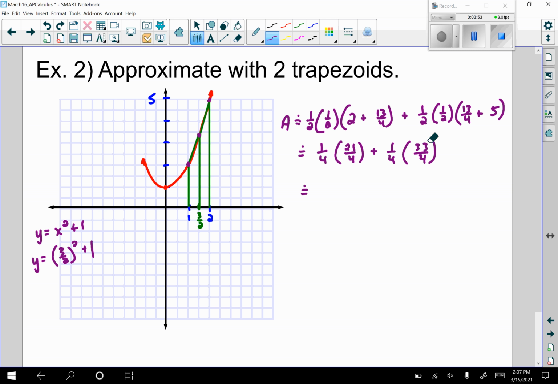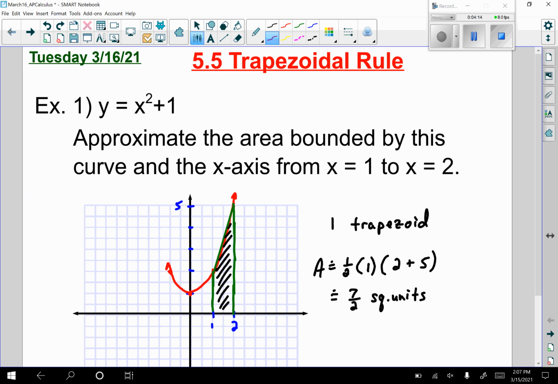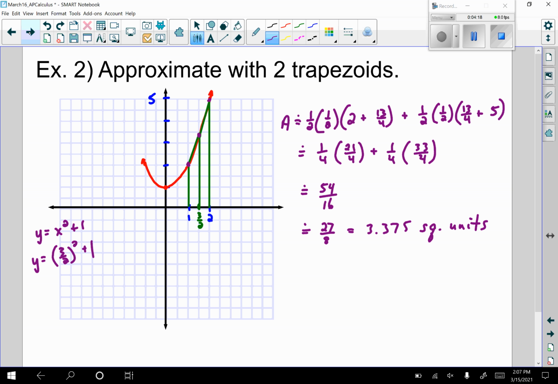So we get 21/16 plus 33/16, which is 54/16, or 27/8, which turns out to be about 3.375 square units. So the first gave us 3.5 square units. The more trapezoids we use, ideally we should get closer to the exact area. So it looks like the first one definitely was an over approximation. We're getting a little bit closer.